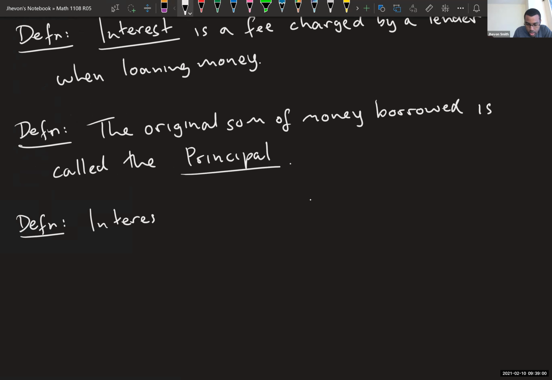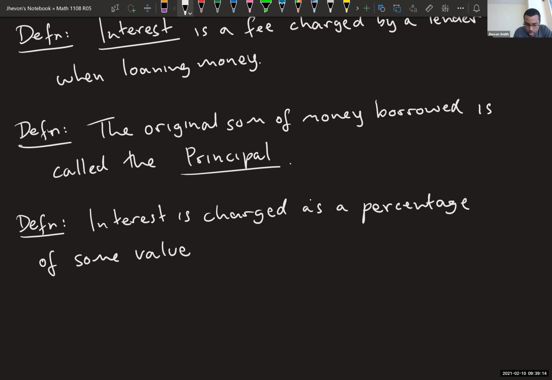Interest is charged as a percentage of some value. I will make this more specific a little bit later because the value that you're being charged interest on is what determines the type of interest, as well as some time considerations. So it's just a percentage that they're charging you on some value, and this percentage is called the interest rate.